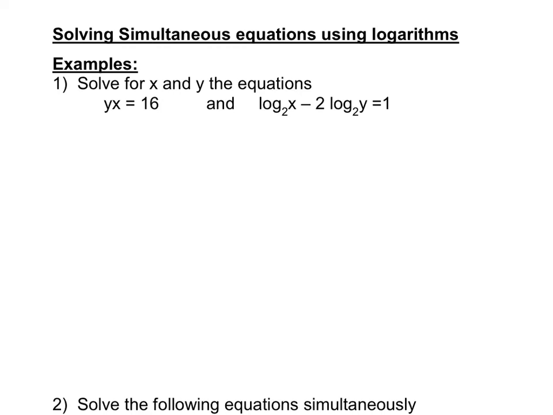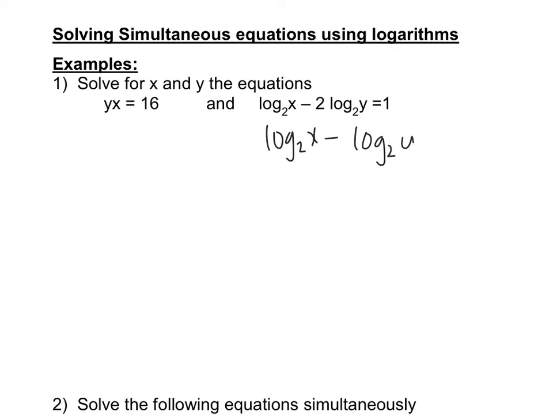Solving simultaneous equations using logarithms. So solve for x and y the equations y^x equals 16 and log to the base 2 of x minus 2 log to the base 2 of y equals 1. Okay, what would I do there? I would change the second one, and I'd want to subtract them, but to do that I need to get rid of that 2 first of all.